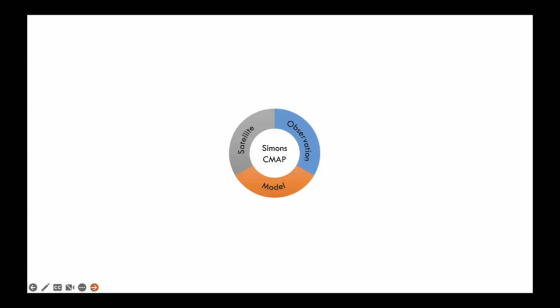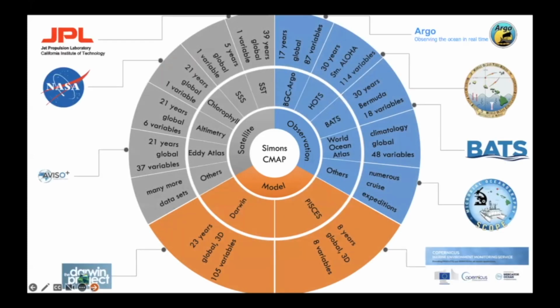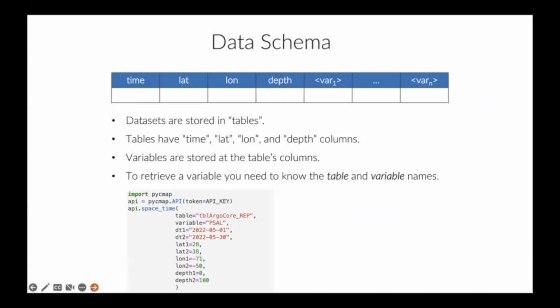Data sets are stored in so-called table objects, which means if you want to get any data set, it doesn't matter which type of data set it is, you only need to know the corresponding table name. At the bottom here, we're looking at a Python snippet of Simons CMAP to get, for example, a slice of Armbrust.